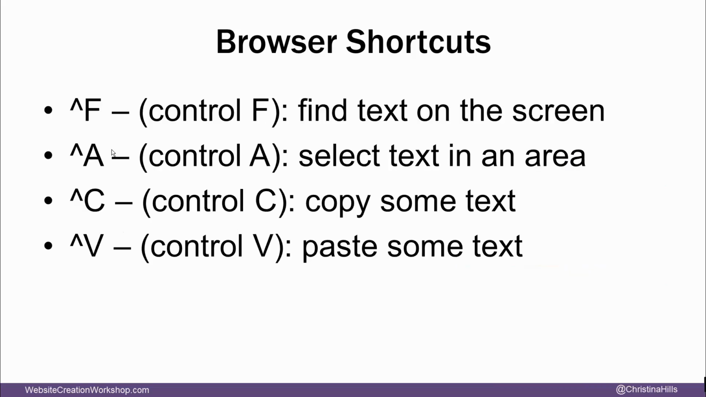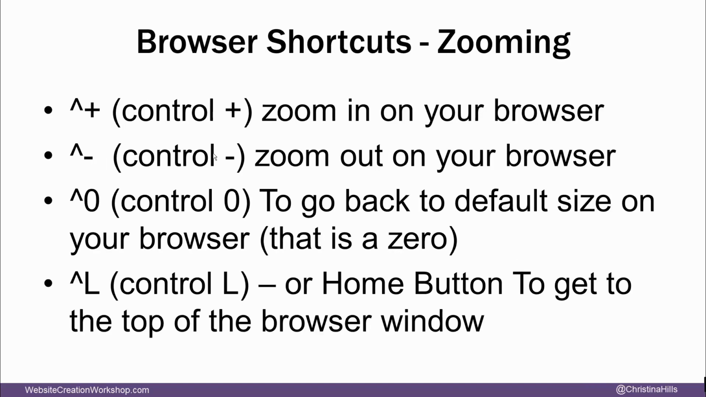So you don't have to memorize this because this will be in your tips sheet. So Control F, I probably use this one the most. It's to find some text on the screen. Control A is to select text, Control C is to copy, Control V is to paste. It's very similar for a Mac. These are PC commands, and when you see this little arrow up, that means control, and I will definitely demo this.